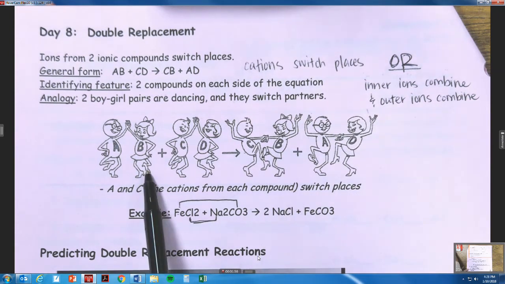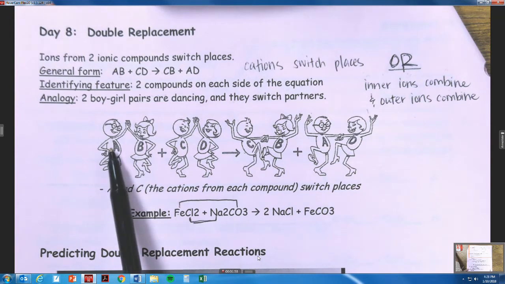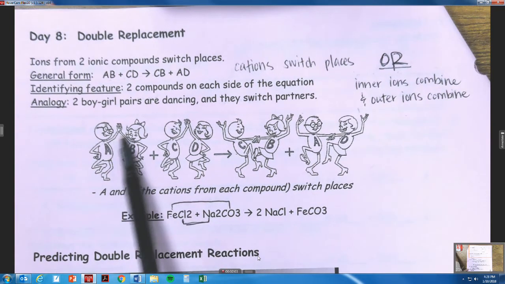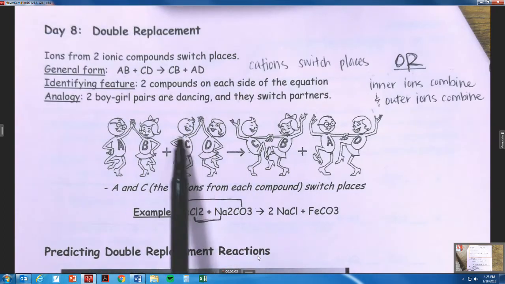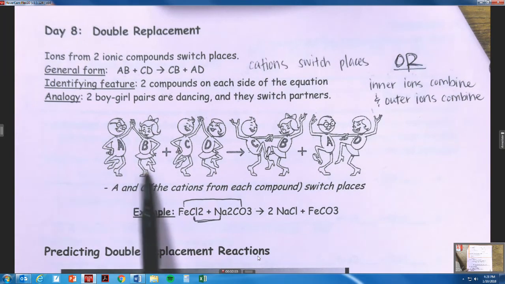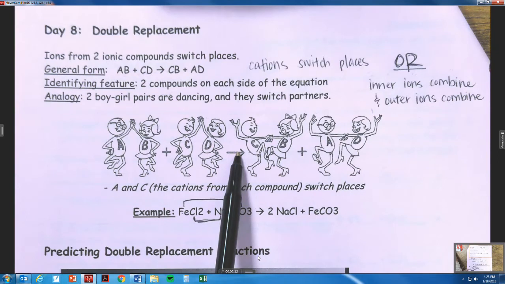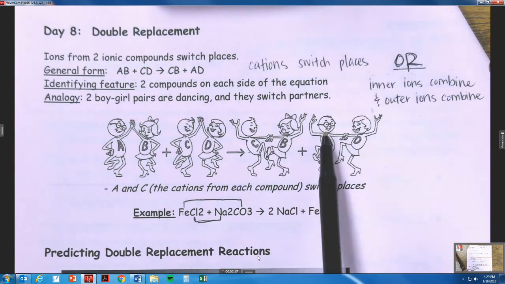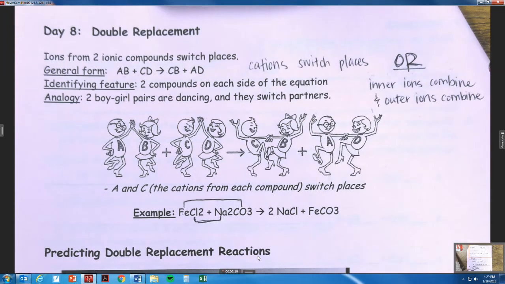Again, you can think of it as A and C are going to switch places, or you can think of it as your inner ions are going to combine, and your outer ions are going to combine. As far as dancing partners go, you can see that the guy with the glasses and the guy with the cowlick are the ones that switch places. Or again, C and B are now going to be dancing partners, and then A and D are going to be dancing partners.